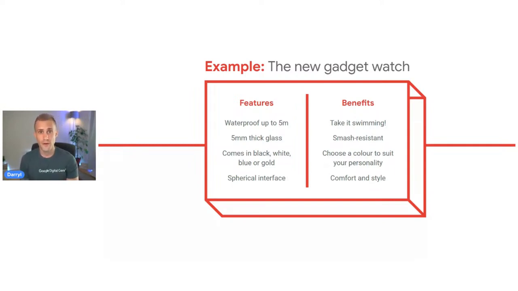It's cool that you have a watch that's 5 millimeters thick. It comes in black, white, and gold. Again, how about we rephrase that and think about, well, we got a new watch, you can take it swimming. Oh, that's pretty cool. I like to go swimming and I don't have to take it off. It's also smash resistant. Well, that's awesome because I go rock climbing and I'm often walking into walls. That's weird, but walking into walls with my watch.